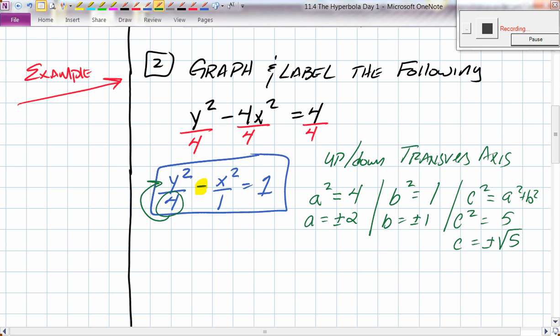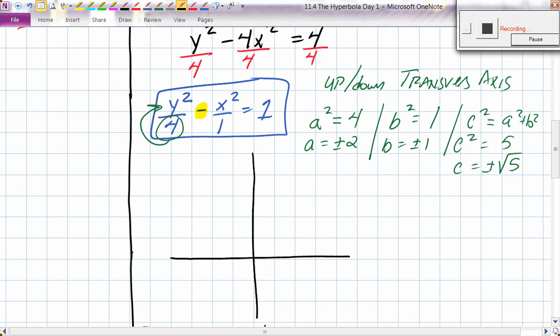Like this, the best I can. All right, so we're going to start by putting the center on our graph. So our center we know is at 0, 0. We know that the a distance, and we have an up-down, so we're going to go up to 2 and down to 2. So there's my vertex, and there's a vertex. B, I go left and right 1 unit, and that is enough to draw the box.